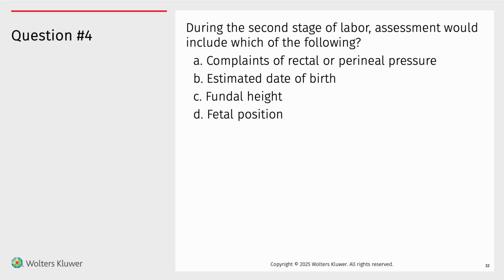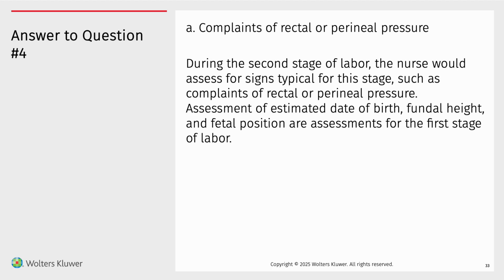So we have a question. During the second stage of labor, assessment would include which of the following? If you answered A, complaints of rectal or perineal pressure, you are correct. You can read the rationale at the bottom.